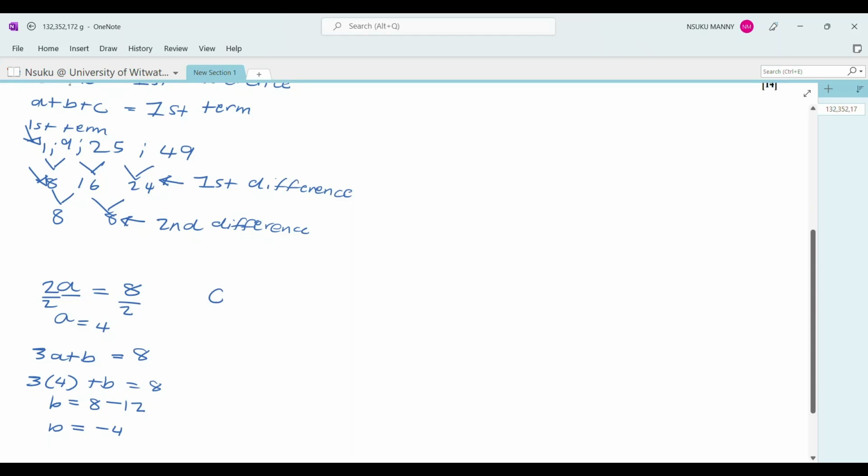Now c: a plus b plus c is equal to the first term.